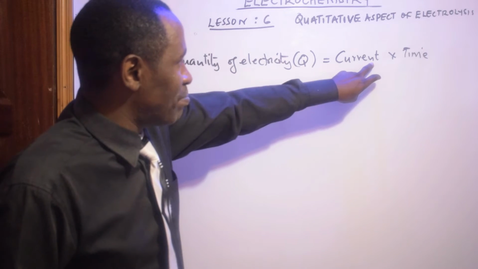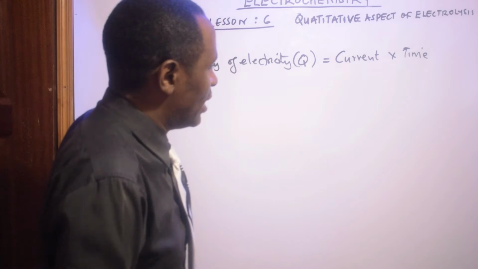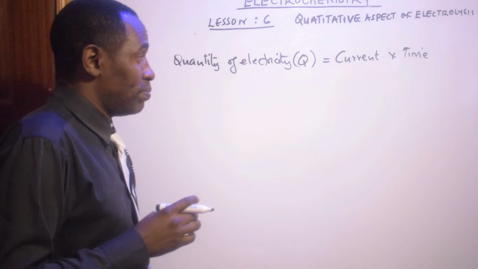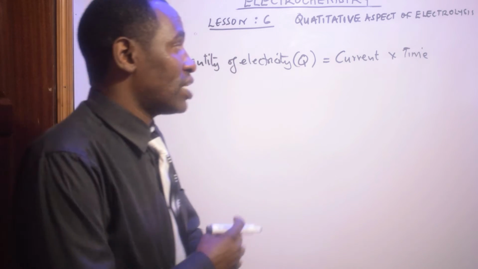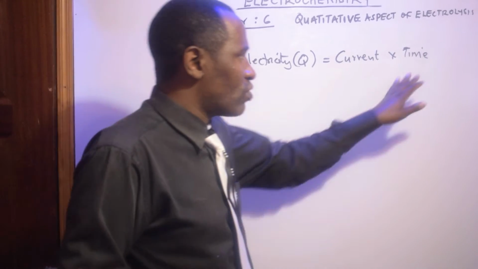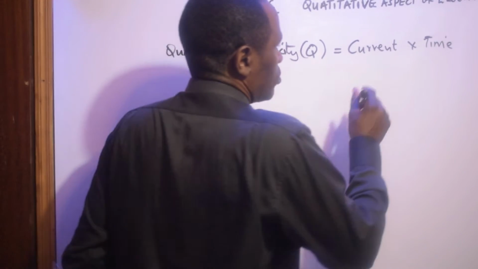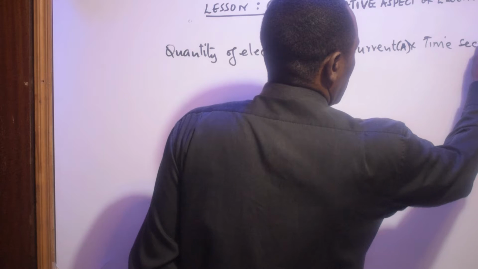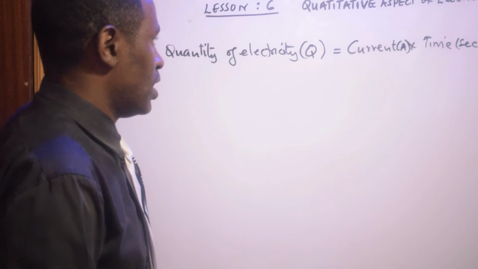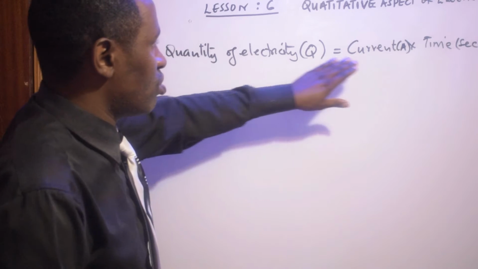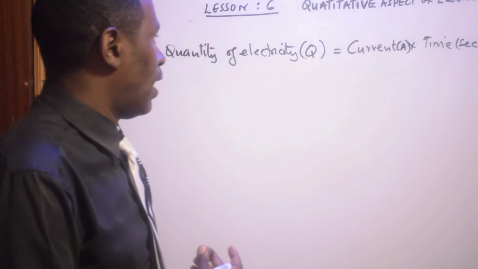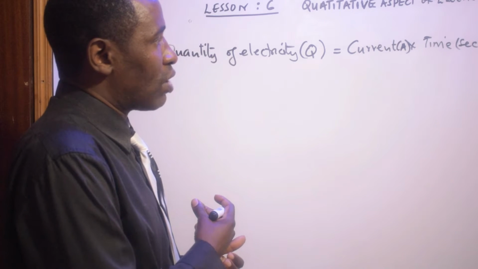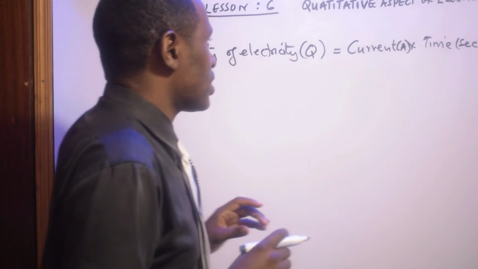The current is supposed to be in amperes, and time is supposed to be in seconds. Please take note of this because it's very important, especially when it comes to time, because I can give you a question in hours or minutes. You've got to convert it to seconds. So the current should be in amperes, and the time should be in seconds. The quantity of electricity that you get from current times time has the SI unit coulombs.